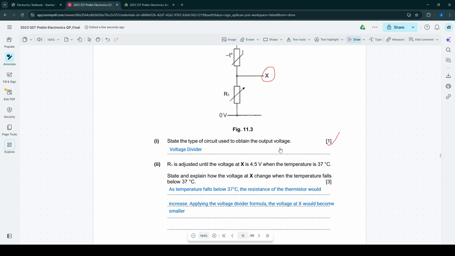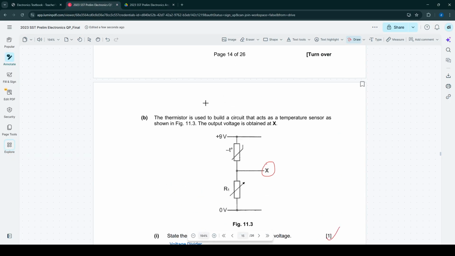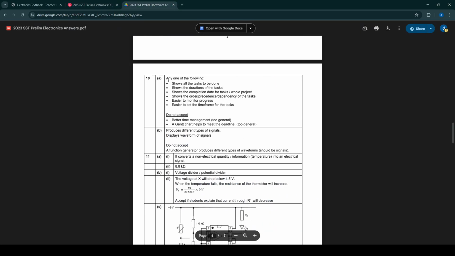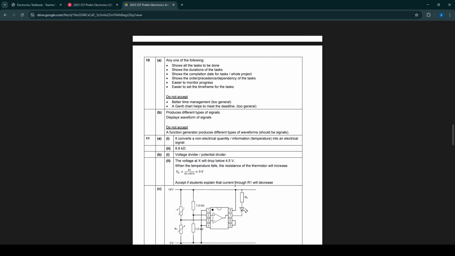State and explain how the voltage X changes when the temperature falls below 37 degrees. As temperature falls below 37 degrees, the resistance increases. Applying the voltage divider formula, the voltage at X will become smaller. It's 3 marks though. What question are we at? The resistance of the thermistor will increase.